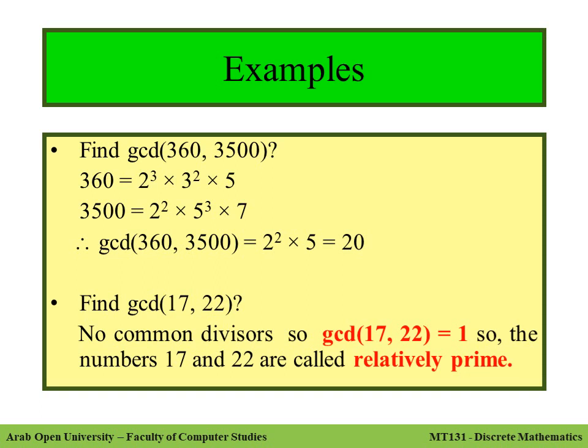In this case, the terminology we use is that the numbers 17 and 12 are relatively prime. Relatively prime meaning the GCD of the two integers will be equal to 1.